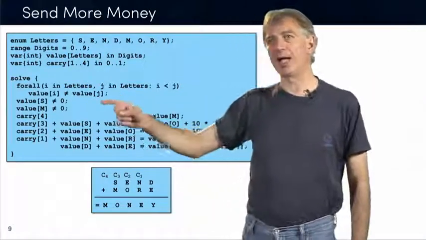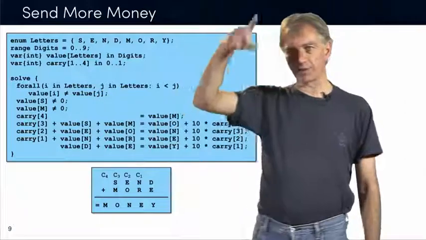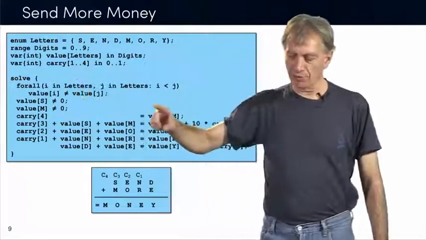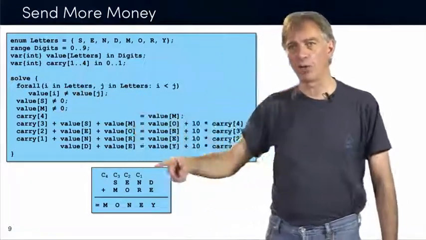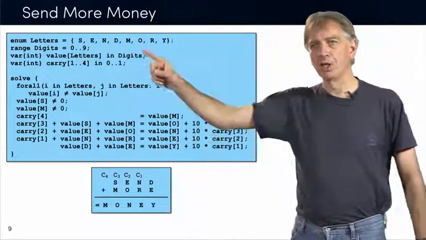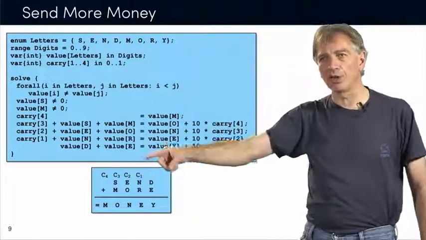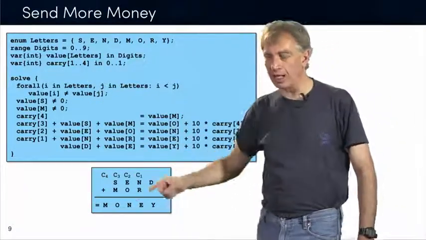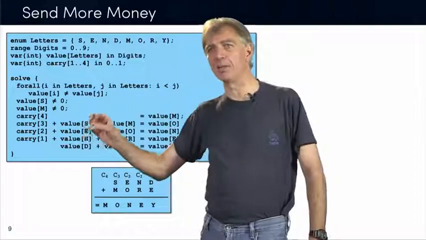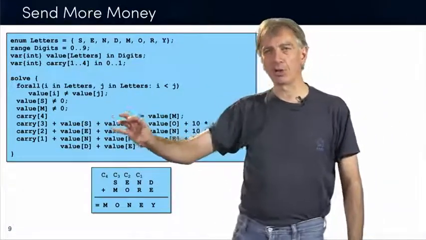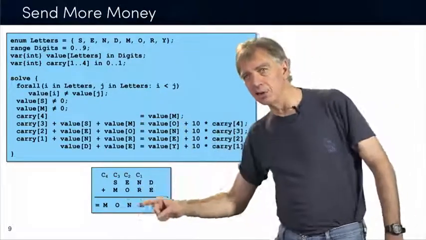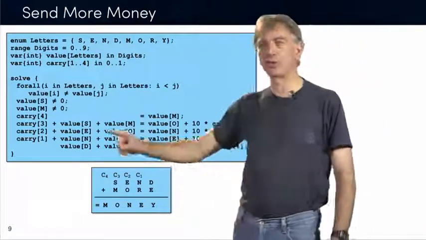Then you see that the values for S and for M have to be different from 0. These are the most significant digits of these two numbers, so you want them to be different from 0. Then the last carry has to be equal to M when you look at this particular equation. This is the last column. And then essentially you have all the other constraints that look at every one of the columns and express the addition. In general, it's always one carry plus a couple of digits for the letters, and then on the other side you have one other digit, and you have essentially 10 times the carry. And that's what you see for every one of these constraints.